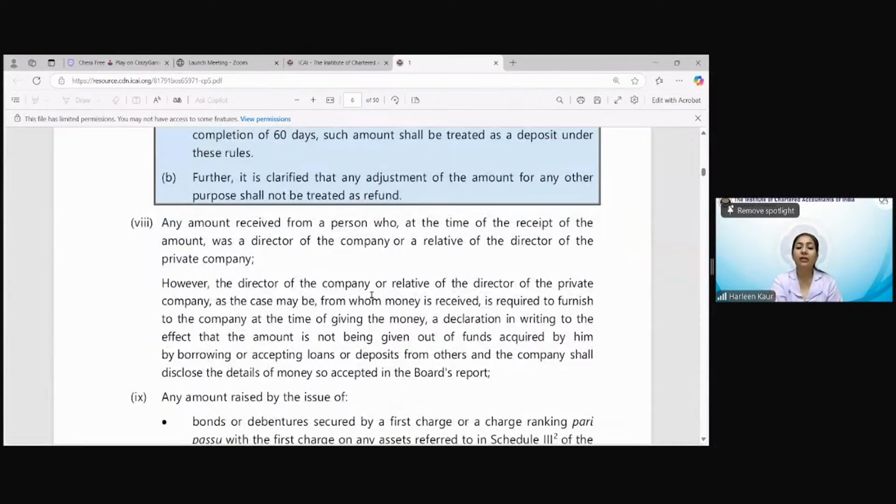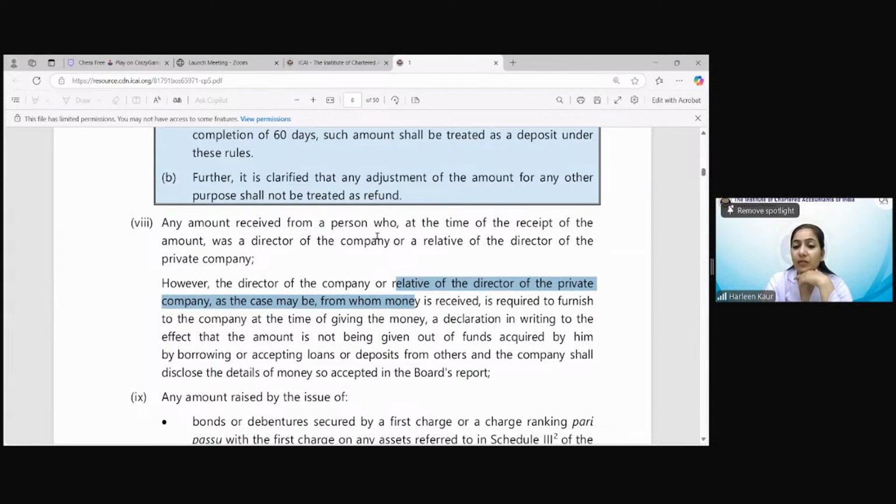So any amount received from a director or relative of a private company, he is required to give a declaration in writing that the amount is not out of borrowed funds, and this declaration, this amount has to be disclosed in the details of money taken in the board report.